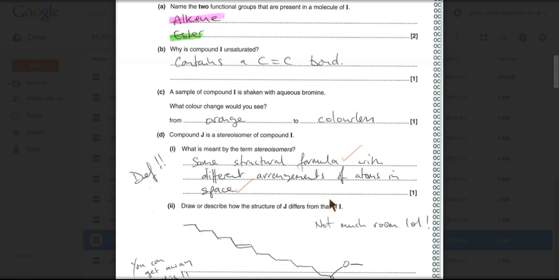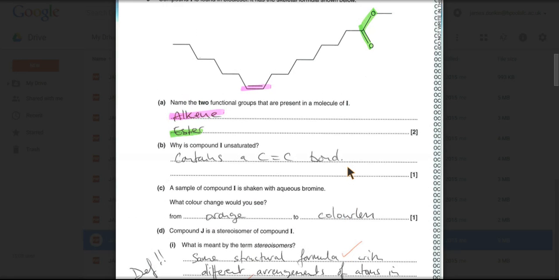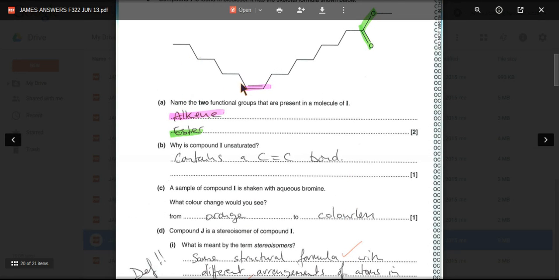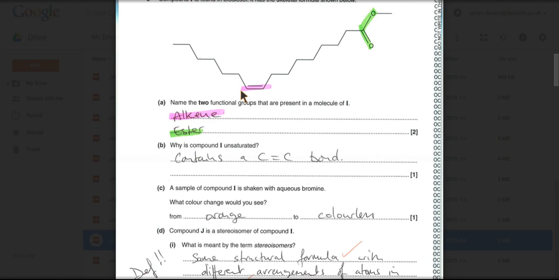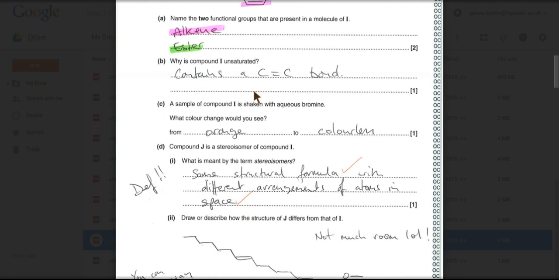Compound J is a stereoisomer of I. Let's go quickly back up to here. This is in the Z orientation. So the stereoisomer of that would be in the E form, where this carbon chain continues in that direction there. So we'll go back to the question now.